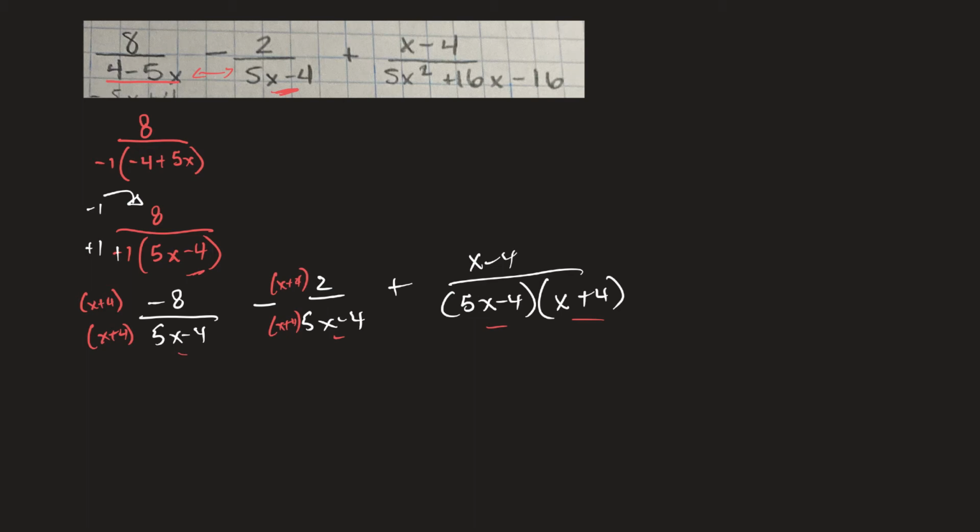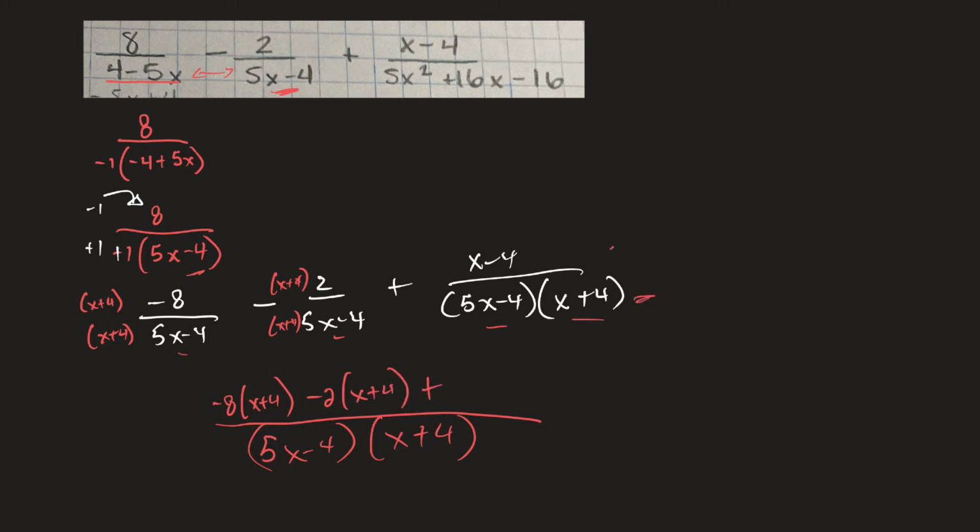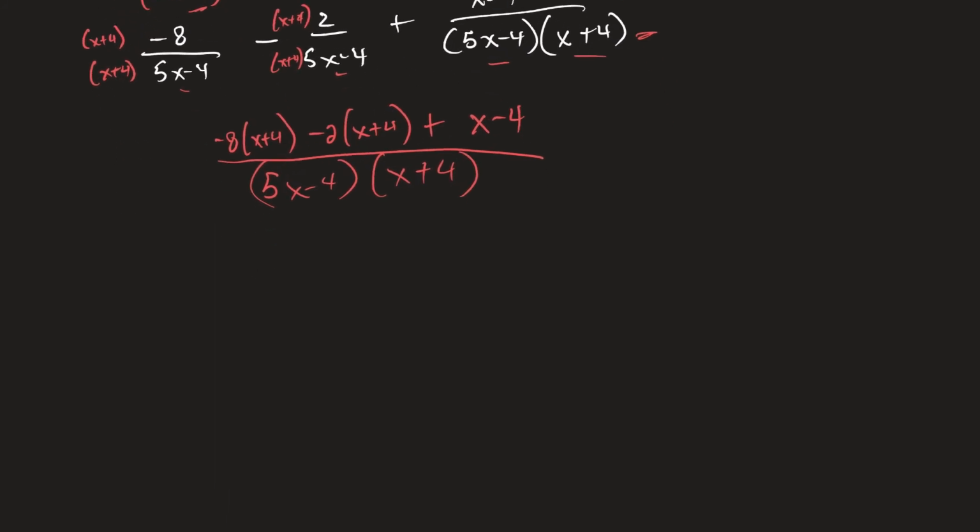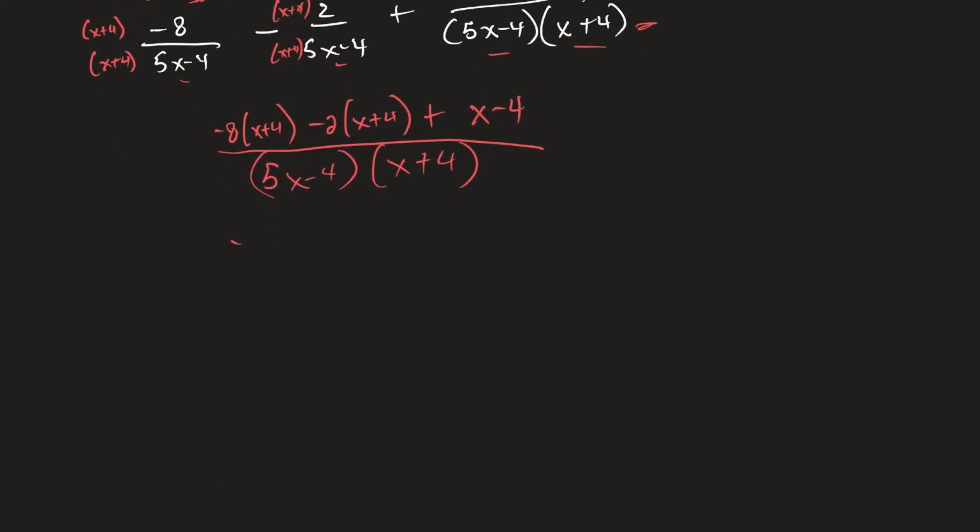So now the whole shooting match, the common denominator is 5x minus 4 times x plus 4. Now I have to go minus 8 times x plus 4, and minus 2 times x plus 4. Plus, and this one I didn't need to do anything with the denominator, right? So I just leave the top as x minus 4. So now on the top I'd have minus 8x minus 32 minus 2x minus 8 plus x minus 4, all over my lowest common denominator.